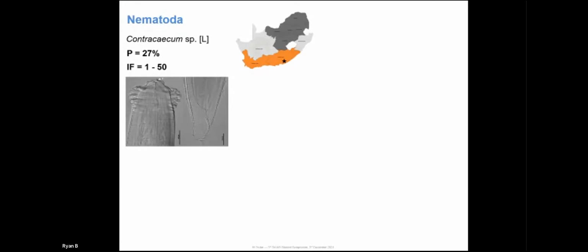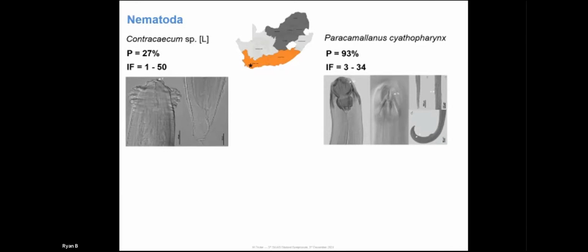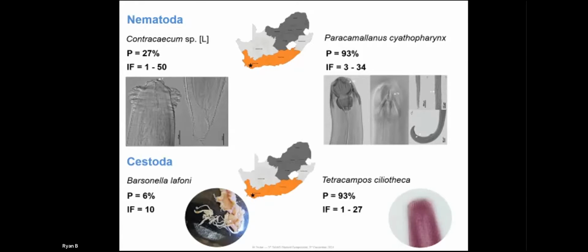Larval individuals of the generalist Contracaecum were found in the visceral cavity in hosts from the Great Fish River, and adults of Paracamallanus cyathopharynx were found from the intestine of host individuals from Riviersonderend. Hosts from Riviersonderend were also parasitized by two cestodes, Proteocephalus lafoni and Tetracampos ciliotheca. Both species are known from the catfish in its native regions of South Africa, but this is a first for the Western Cape. Catfish from the Great Fish River were not infected with any cestodes.